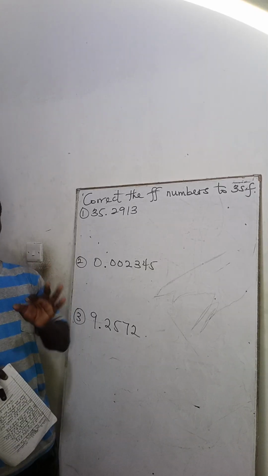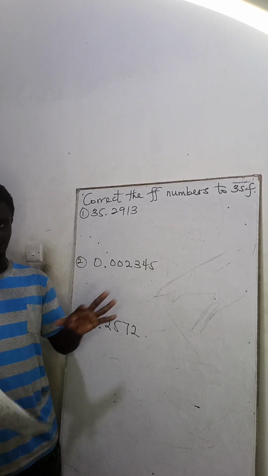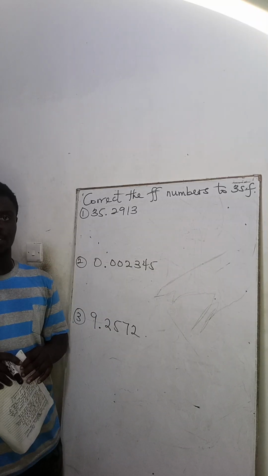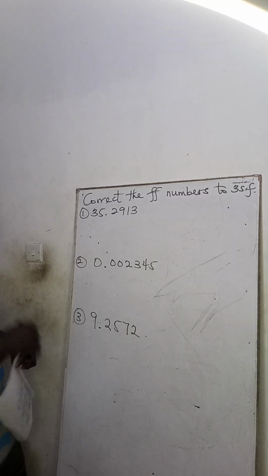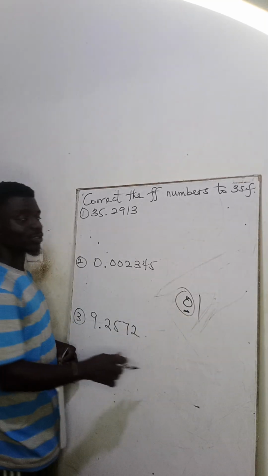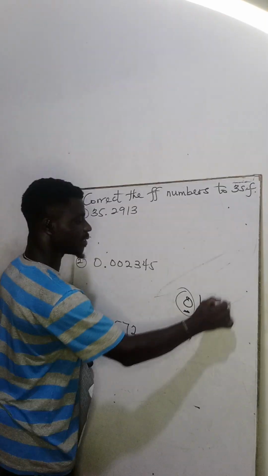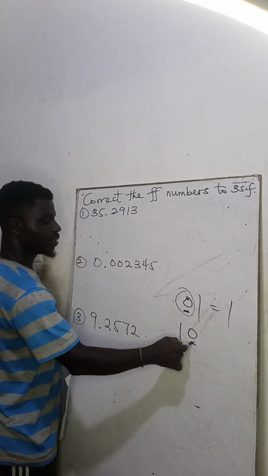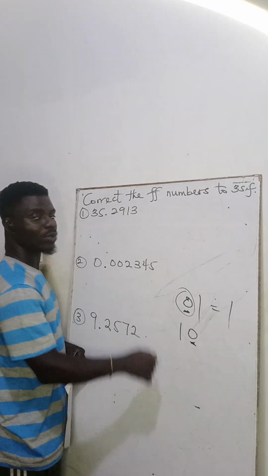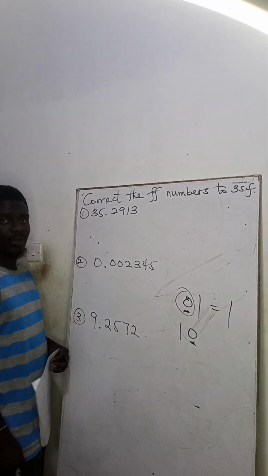Now, when zero is found between numbers, then the zero is very, very important, very, very significant. An example is if I have 01, this 0 is considered as what? Insignificant. So 01 is the same thing as what? 1. If I have 10, the 0 or the trailing digit, which is 0, is considered what? Significant. Very, very important. So we can't just discard this 0 and say that is the same thing as 1.